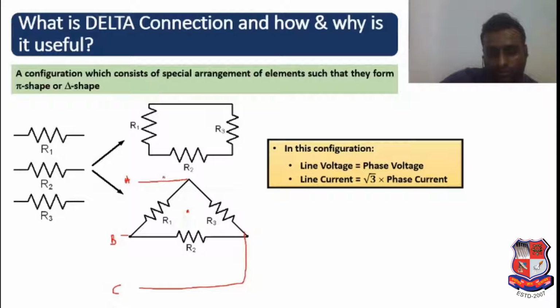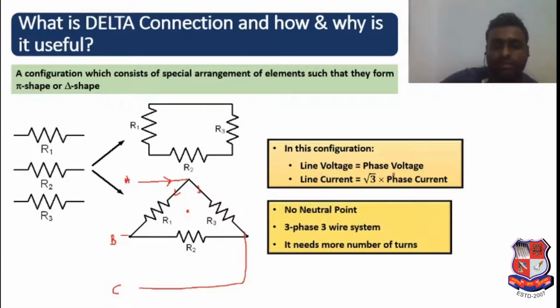But over here if the line current is flowing over here, then this will get divided. So line current is not equal to phase current. Actually, line current will be root 3 times phase current.